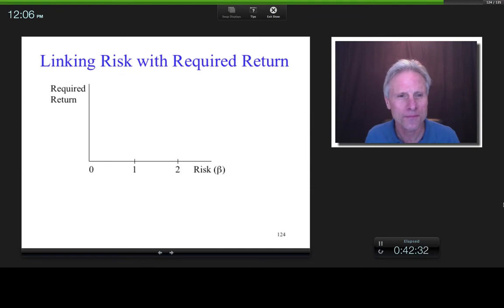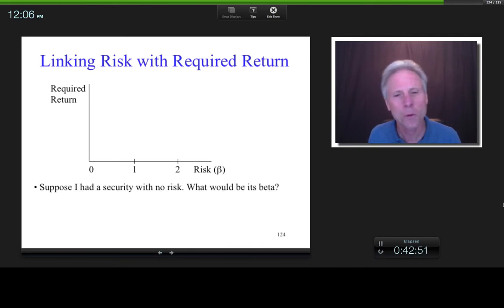So here we begin with, I'll put risk on this axis, and now we know that's quantified by its what? It's beta. And I'll put required return on that axis. So let me ask you this. Suppose I had a security with no risk. Then what would be its beta? Well, no risk, the beta would be 0, right?